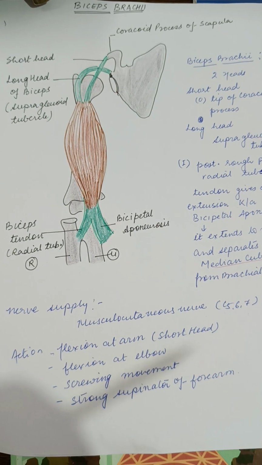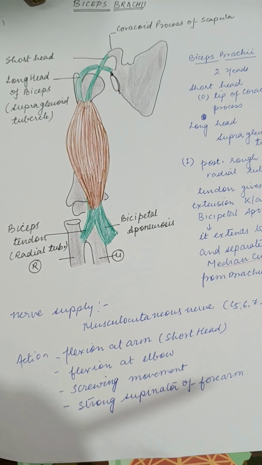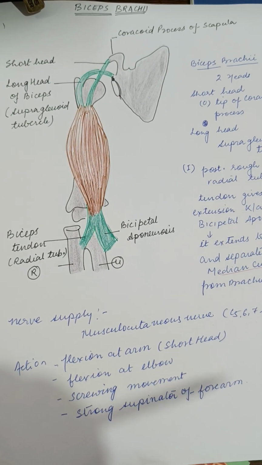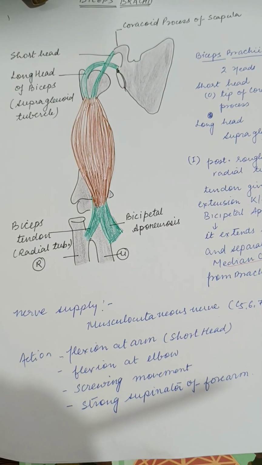Next we will see the next muscles of the anterior compartment of the arm, that will be your coracobrachialis and brachialis.